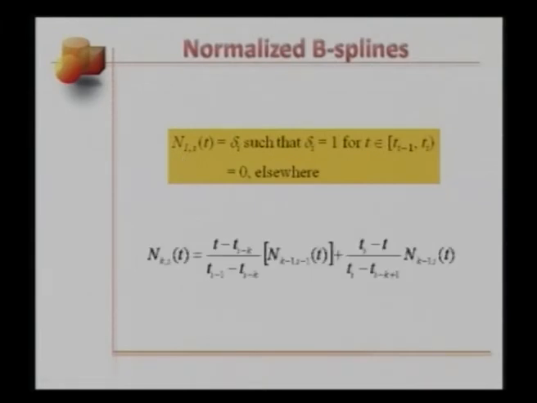For order k normalized basis splines, where k is greater than 1, we have the recursion relation that we have seen before. N_k,i(t) equals (t minus t_(i-k)) over (t_(i-1) minus t_(i-k)) times N_(k-1),(i-1)(t), plus (t_i minus t) over (t_i minus t_(i-k+1)) times N_(k-1),i of t.